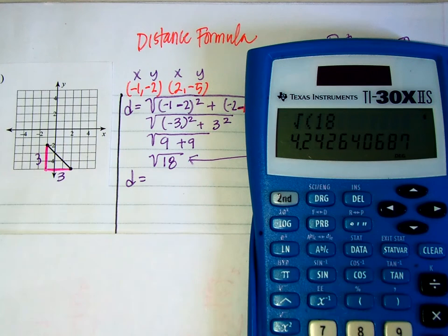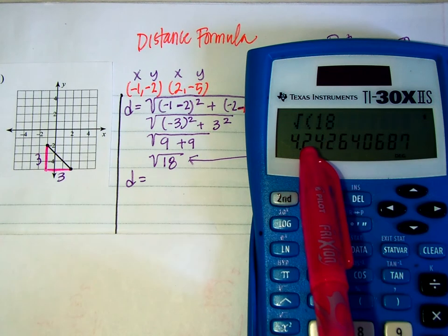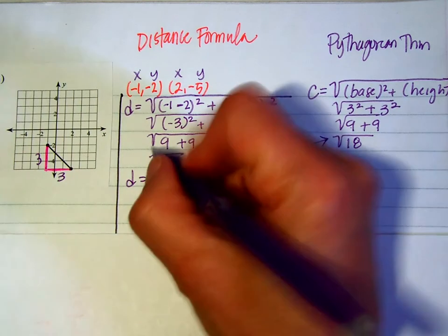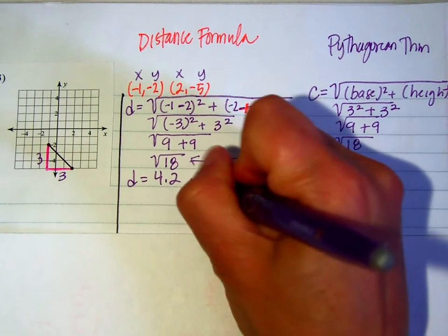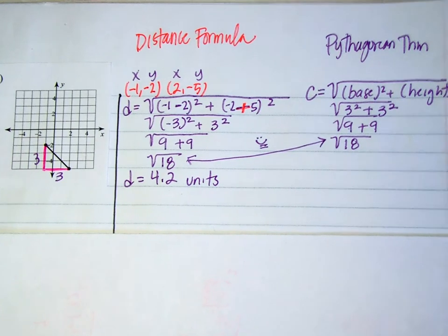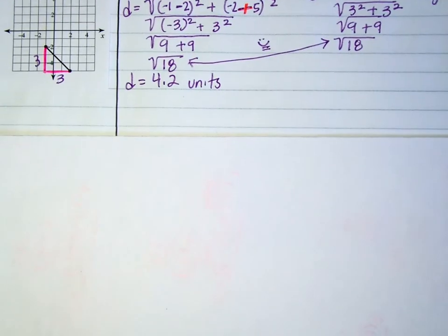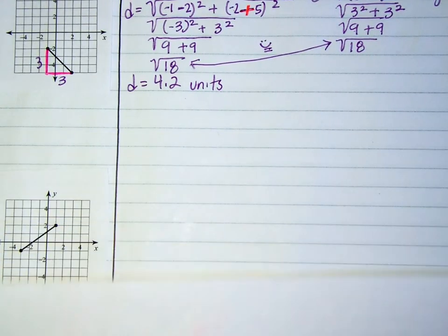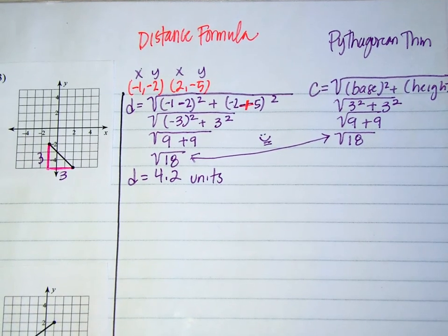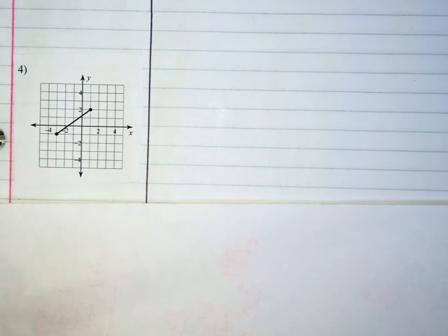So we round. Remember, we want the tenths place. We look at its neighbor, that's a 4, which means we're stuck with that 2. So the distance between those 2 points is 4.2 units. Not bad, right? Go on ahead and try this last one on your own. Pause the video. You decide which method you want to use, whether it's distance formula or Pythagorean theorem, and then we'll come back and I will show you both techniques.